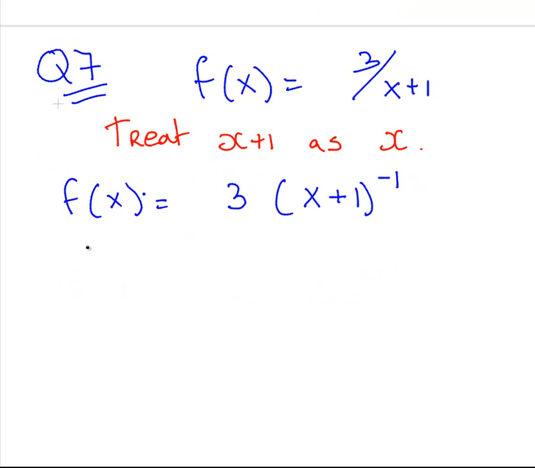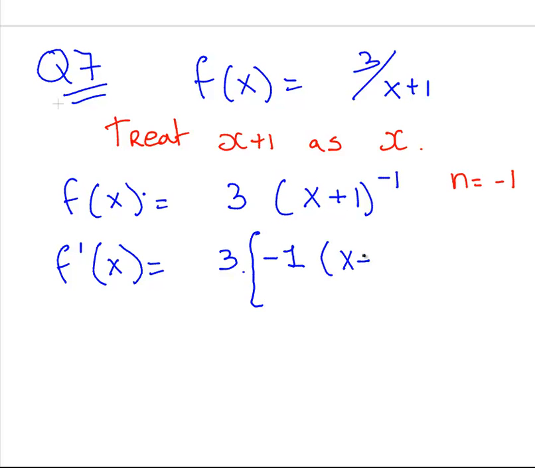And the derivative therefore is, here we're going to let, again, something similar, n equal to minus 1. So what we have here is 3 times minus 1 times x plus 1 to the minus 2, because n minus 1 is minus 2. Again, it's following from question 6.